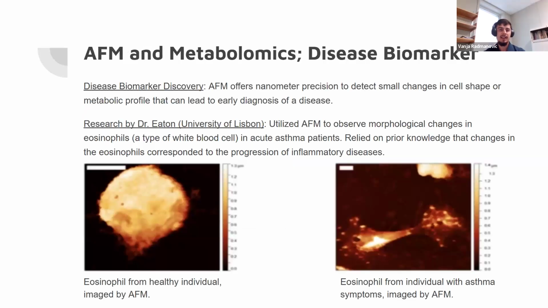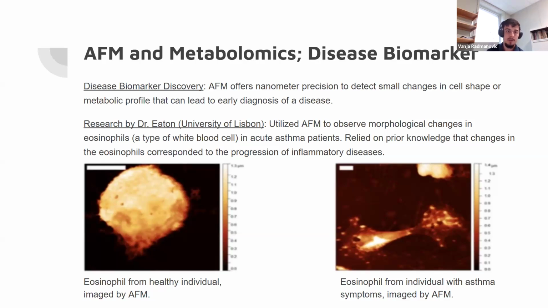And for the last couple of slides of the presentation, I wanted to highlight where atomic force microscopy and metabolomics intersect, and applications where we can use atomic force microscopy to help with different areas of metabolomics research. I picked different examples from papers I found online that seemed very interesting to me.